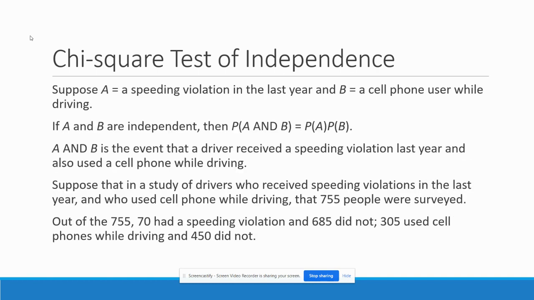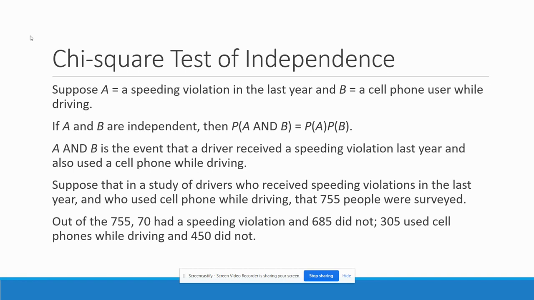So suppose factor A, so this is a variable, is a speeding violation in the last year, and B, another variable, is cell phone use while driving. So this is what I'm looking at. Event A is that the person had a speeding violation. Event B is they used a cell phone while driving. If I want to know if speeding and cell phone usage are independent, then I'm going to use this probability formula that hopefully you might have seen sometime in the past.